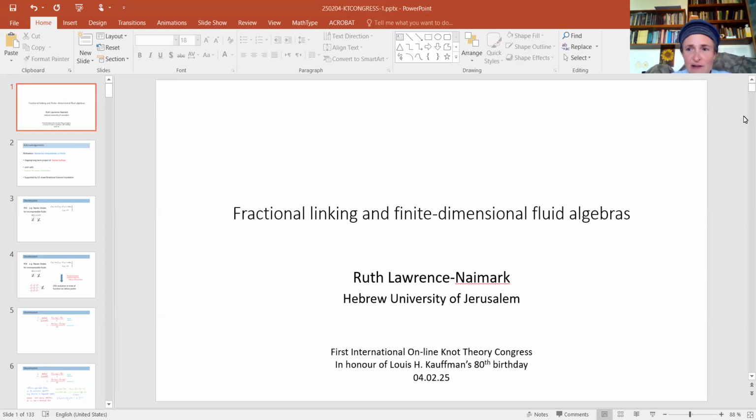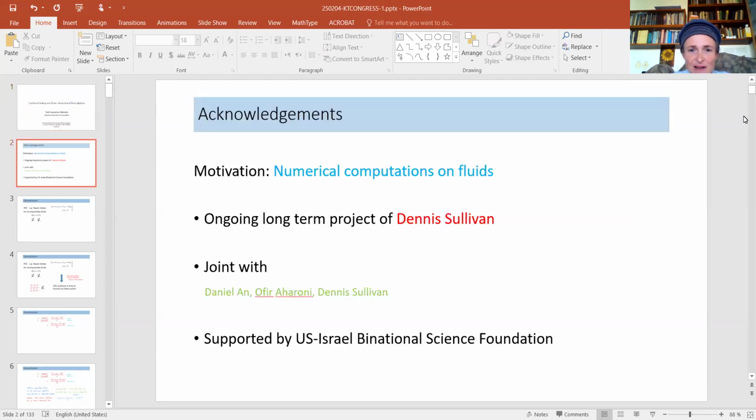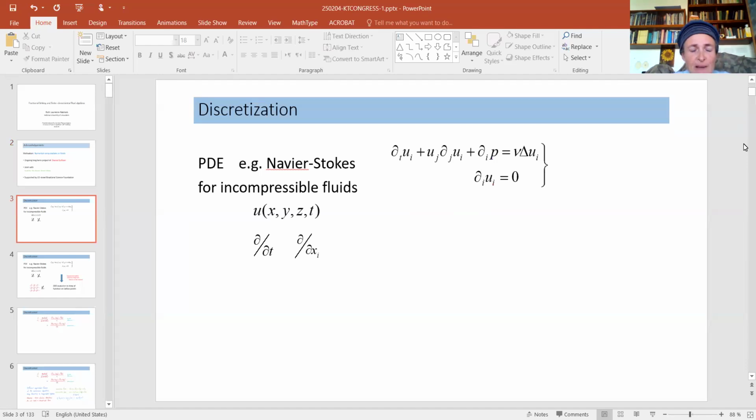So I'll be talking about various ideas relating to knots in a distant way, in a sense. These ideas were motivated by numerical computations on fluids. This is an ongoing long-term project of Dennis Sullivan over the last 3 decades, maybe. The particular work we're talking about today is joint with Daniel Ann of Aaroni and Dennis Sullivan, and supported by the BSF. So let's talk about the idea of discretization.